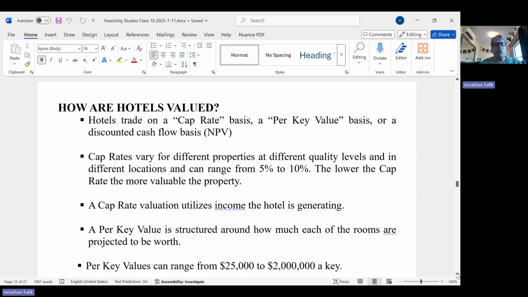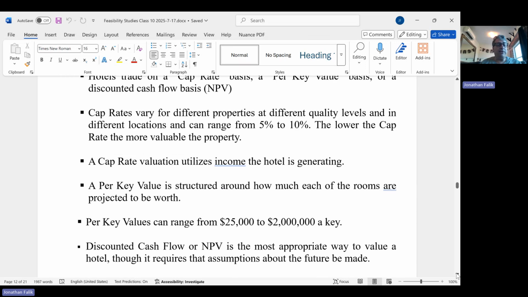So cap rate valuation utilizes the income that's being generated. Per key value has absolutely nothing to do with the net operating income or the revenue. It's basically just how much you are valuing each guest room, right? And per key values can be anywhere from 25,000 to 2 million a key.